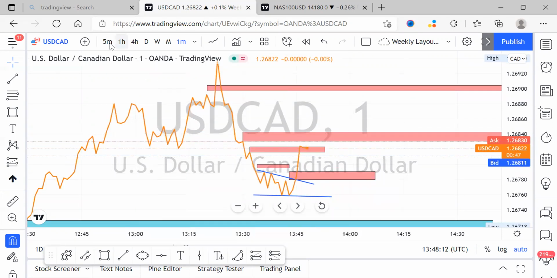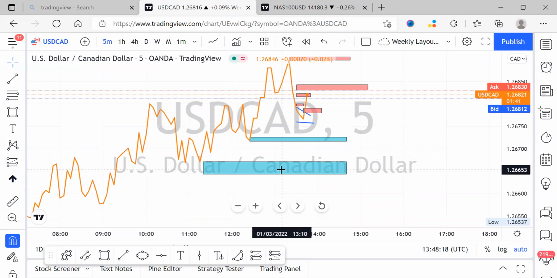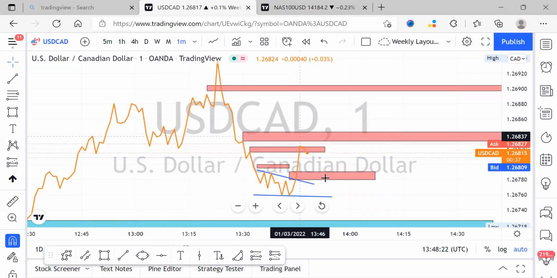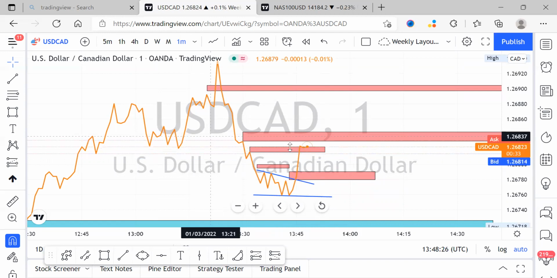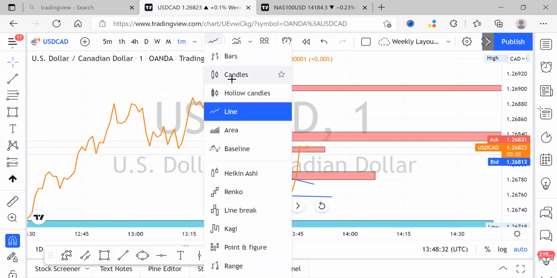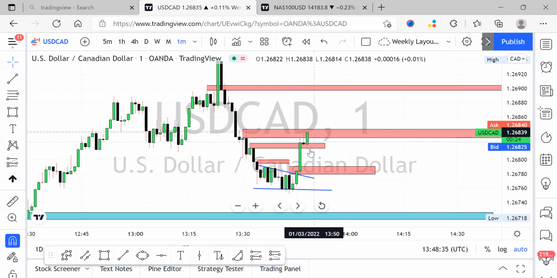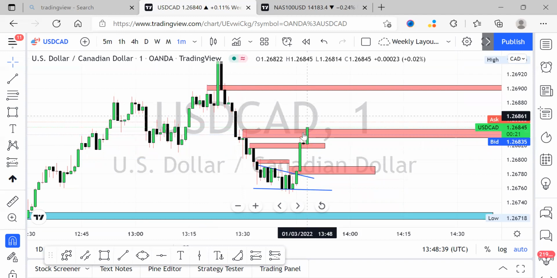If we look from a 5-minute point of view, it hasn't really made any significant impact. Let's go back to the minute chart. You're going to see the reaction. Look at how price is just reacting. If we now go back to the candles, we're going to start seeing either another forward movement. So remember, price will need to go from one zone to the next.